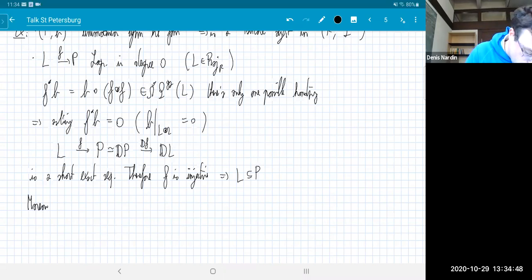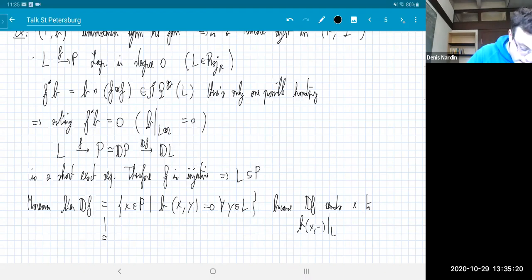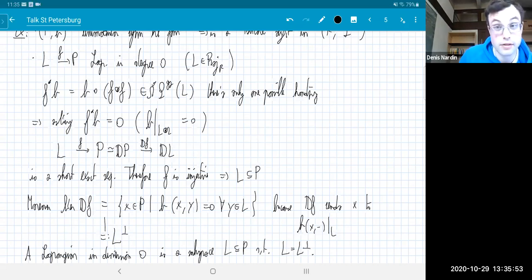And moreover, the kernel of DF is exactly the X in P such that B(X, Y) is zero for all Y in L. Because DF sends x to the x blank restricted to L. But that's exactly L orthogonal, by definition. So a Lagrangian in dimension zero, and maybe we should say weight zero here for those that like weight structures, so a Lagrangian in dimension zero is a subspace L in P such that L is equal to L orthogonal, which is the classical definition of Lagrangian.